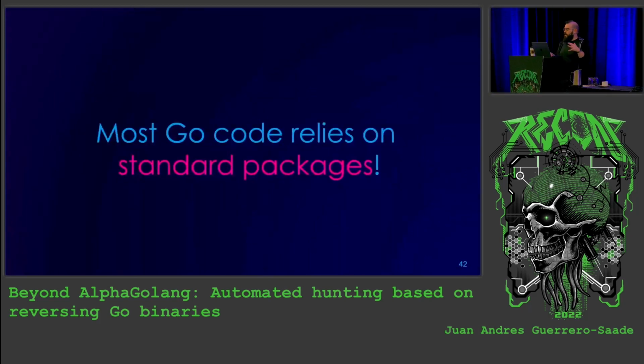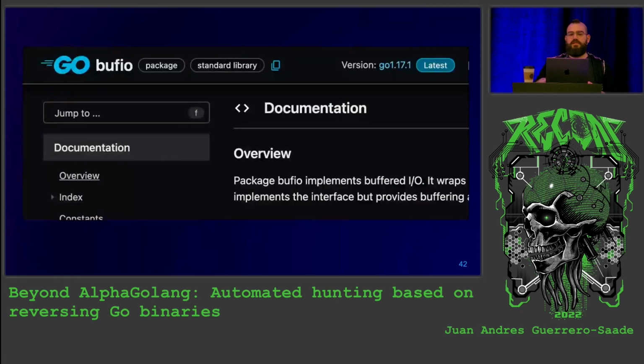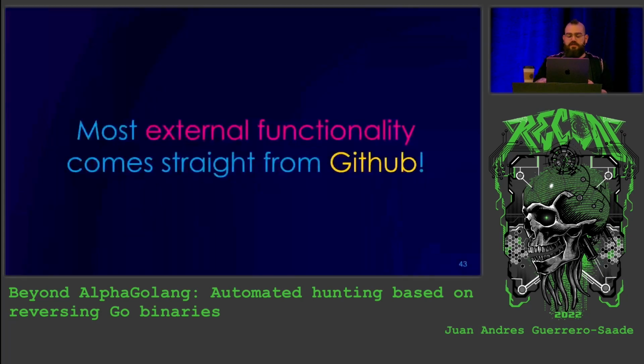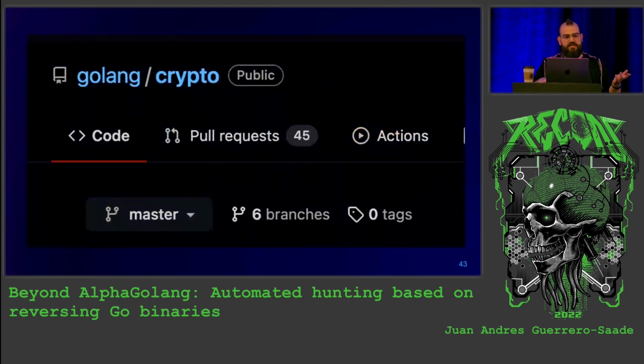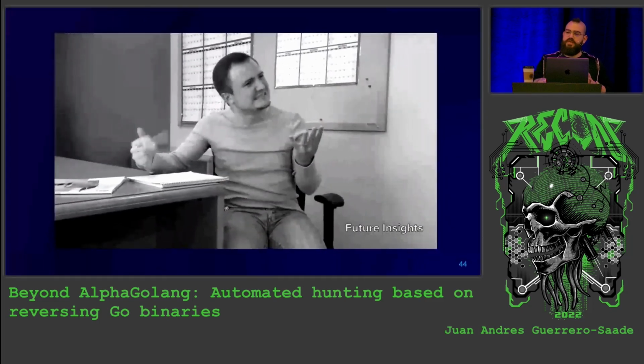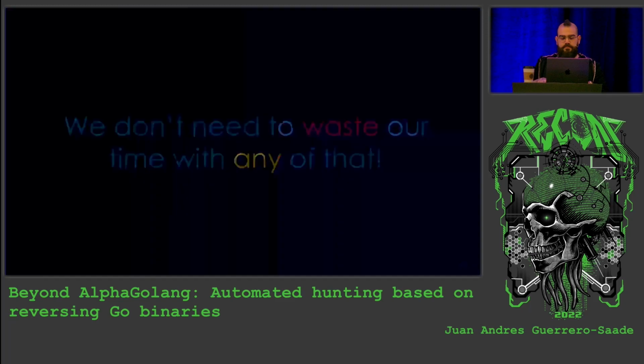So most Go code relies on these standard packages like fmt and sync and bufio, and it's all really well documented, but more importantly, it's all really standard. And there's really no reason for it. Then the rest of the code that you're likely to run into most likely comes straight from GitHub and is labeled as specific GitHub projects. So again, you look at something like this, it's Golang crypto. Why on earth would we ever bother reversing any of that stuff? It's like, it's in the tin. You could just read that. So we don't want to waste our time with any of it.